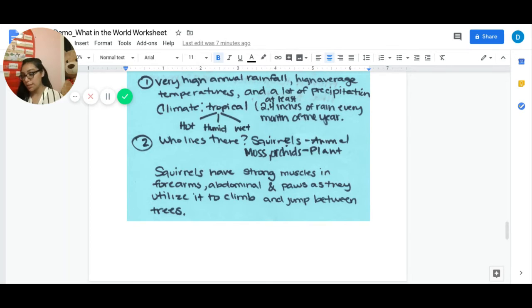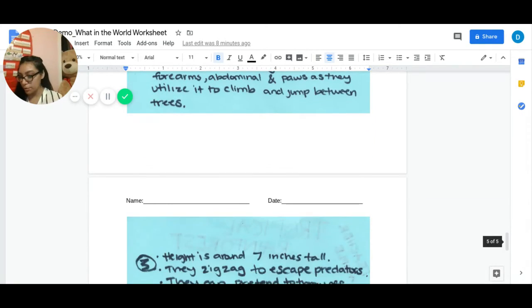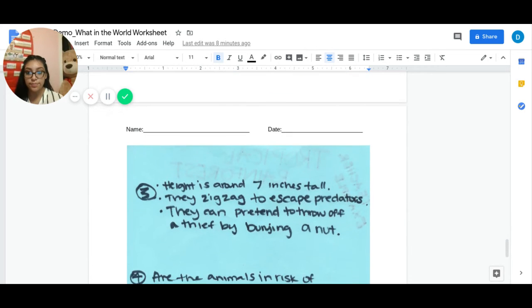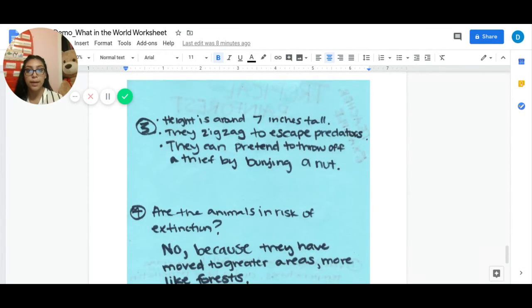And also we're going to name some adaptations of the squirrel. So squirrels have strong muscles in forearms, abdominal, and paws as they utilize it to climb and jump between the trees. Number 3 is asking for facts, some interesting facts about the animal, plants, or habitat. So I wrote some about the squirrel. The height is about 7 inches tall. They zigzag to escape predators. They can also pretend to throw off a thief by burying a nut.